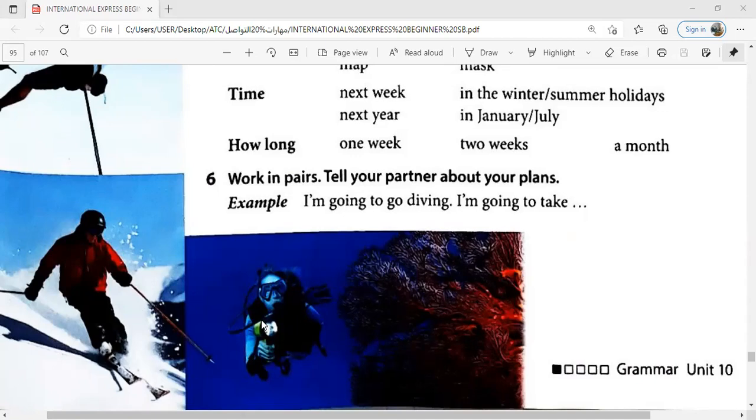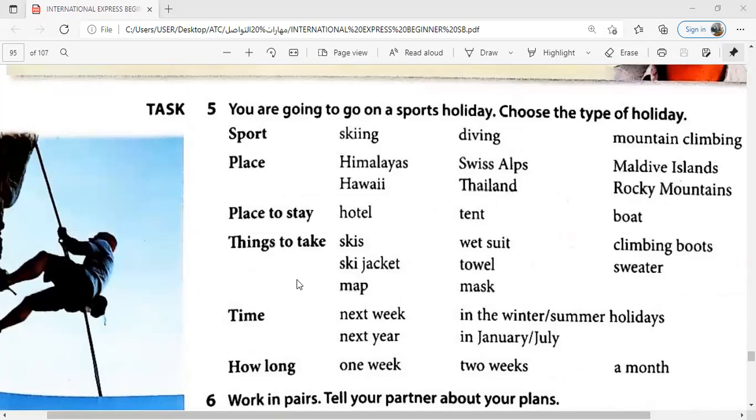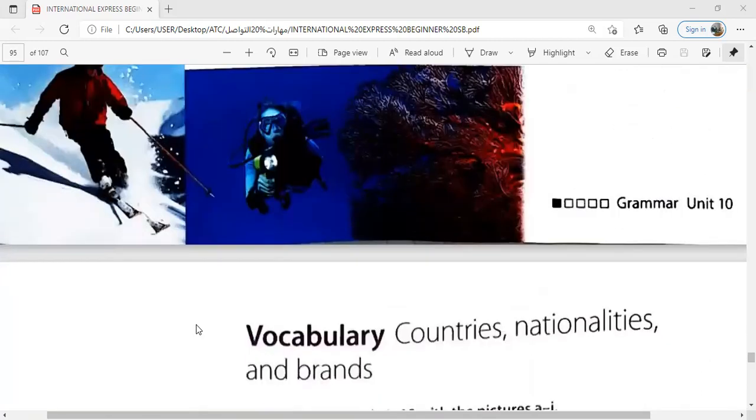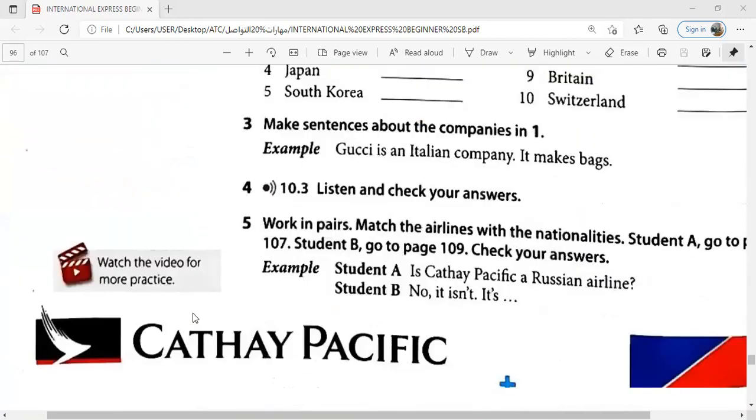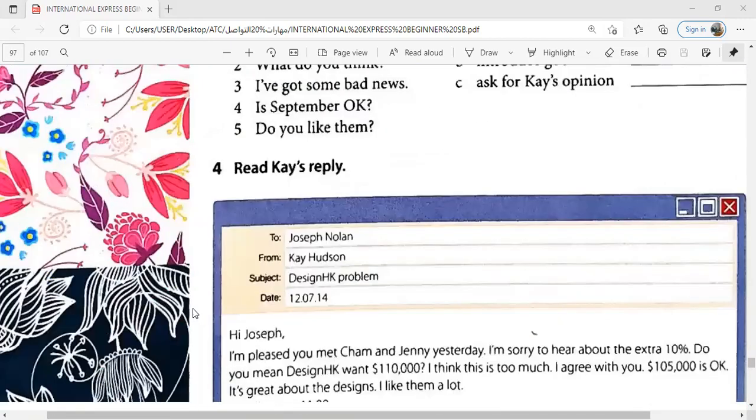If you are going diving, you must have the oxygen bottle, the scuba diving equipment, the goggles, the oxygen tube, and all of these things. So notice the sentence we have here: I'm going to go diving. I'm going to take. This is the idea from this exercise, to practice using I'm going to. Of course, this is also a picture of mountain climbing. You can see the climber. And these are the climbing kit or equipment. So this is the idea here. Now, let's go to the review and do the exercises.